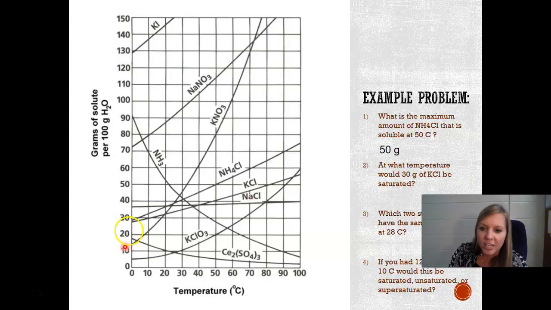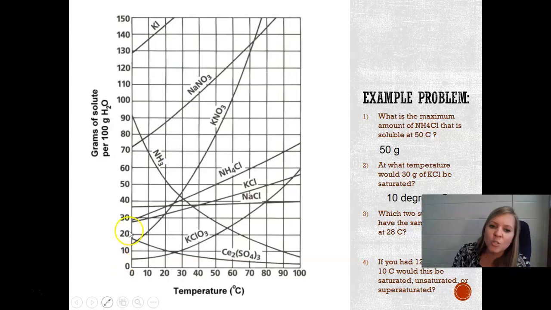So let's go over to 30. Here's 30 grams. Make sure you're looking at the right spot. We want to be on our gram side, not our temperature side, and we are looking for KCl. Here's KCl. Let me try to trace it so that I'm looking at the right line. So 30 grams would actually be right here. It's asking me for a temperature, so we're going to drop down, and we know we are looking at 10 degrees Celsius.